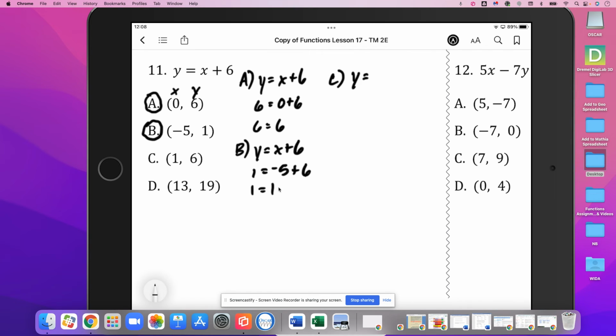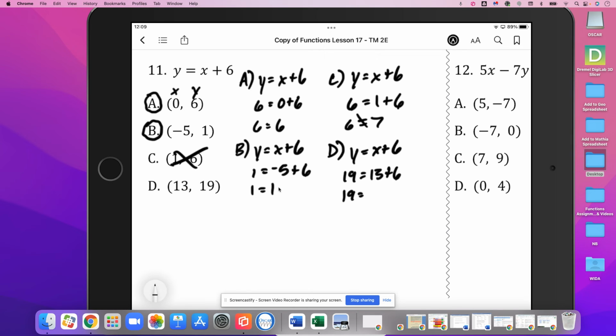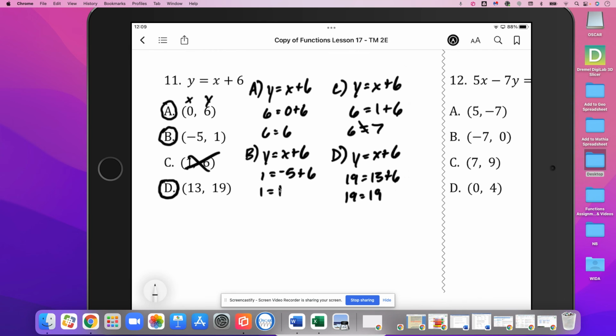For C, we have 6 for our y value and 1 for our x value. And 6 is not equal to 7, so not C. And lastly, D, y equals x plus 6. 19 equals 13 plus 6. 19 equals 19. And so yes, D satisfies the function. Okay, I'll leave that there for a moment so you can pause if you need to, and moving on to 12.